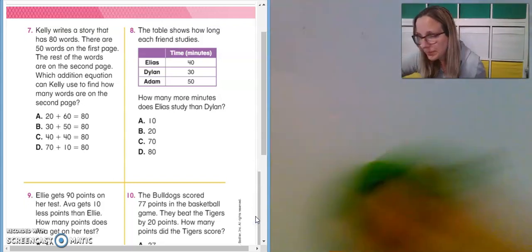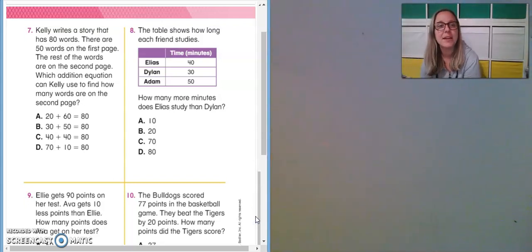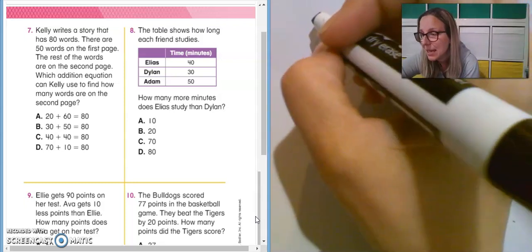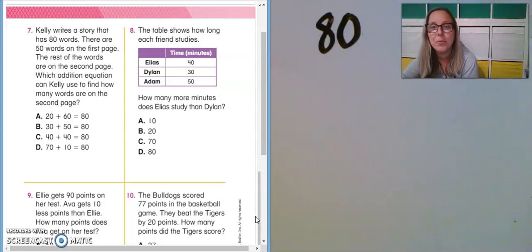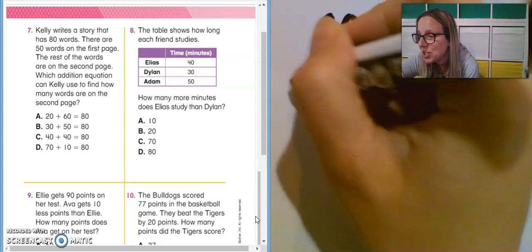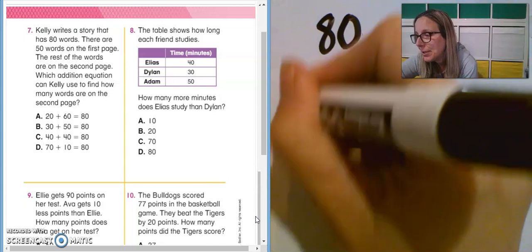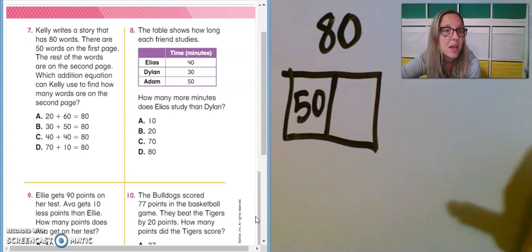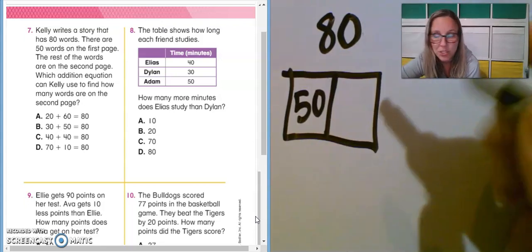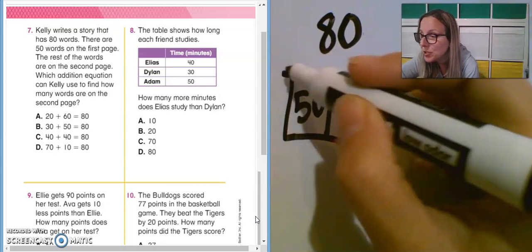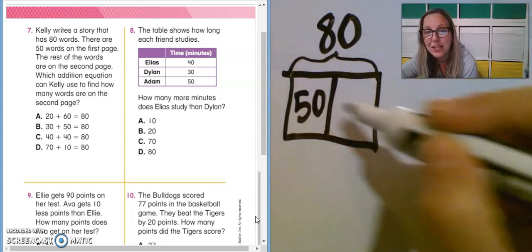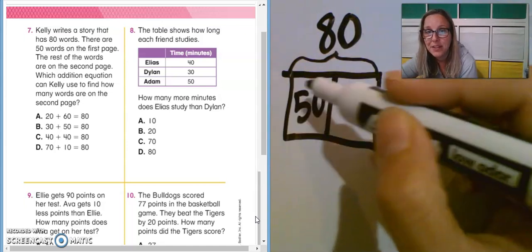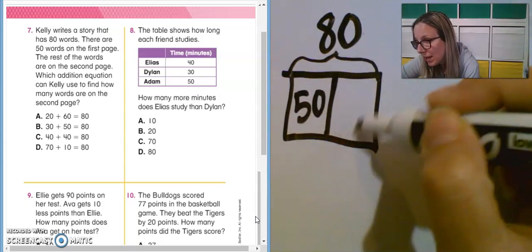Okay. On the back of this review, number 7 says, Kelly writes a story that has 80 words. So I'm going to write down here at the top of my page 80. That's how many words are in Kelly's story. There are 50 words on the first page. So if this is her book, and here's a page and here's a page, this page has 50 words on it. The rest of the words are on the second page. So this is where the rest of her words would go. So all together, this whole book has 80. This page has 50. We want to find out how many go on this page.